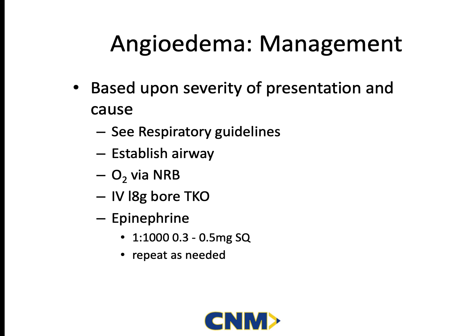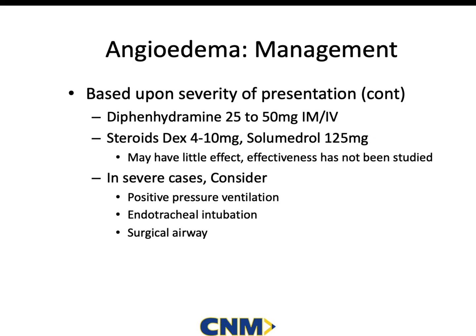Epinephrine 0.3 sub-Q, all right, 1 to 1,000. For angioedema, sub-Q seems to be the better route. You can go intramuscular as well, but we really want this kind of slower effect. I think sub-Q is probably a little bit better on these folks. And then, of course, you can repeat as needed and make sure you're checking out your respiratory guidelines for other information on how to truly establish the airway on this.